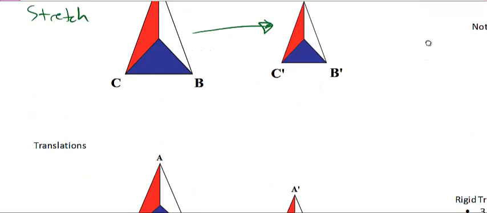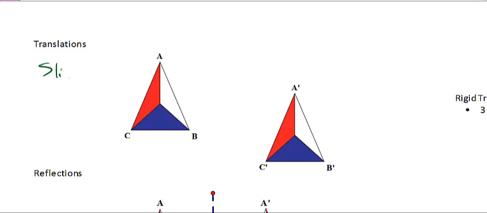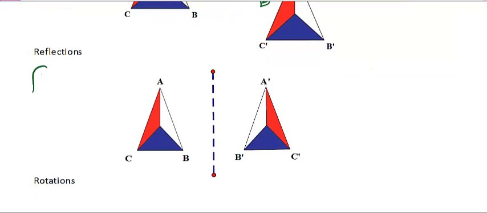The second type is called a translation, also known as slides or shifts. They're called this because the figure simply changes position by moving in a certain direction by a fixed distance. The third type is called reflections, also known as flips, because the figure is actually flipped over a line of reflection to create its image.